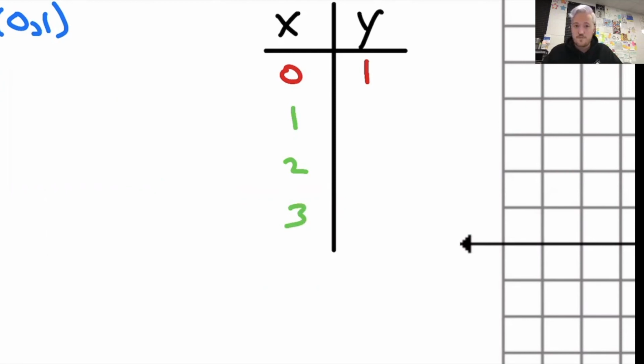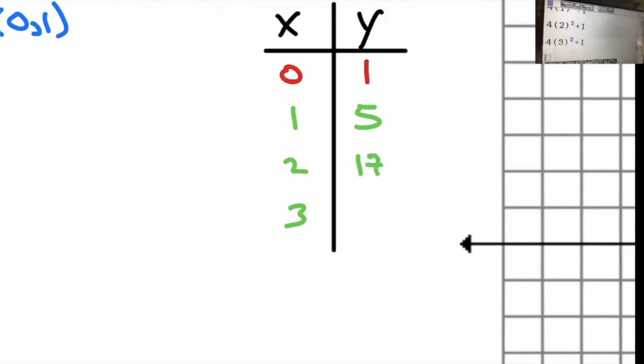Just like before, you're going to take your equation and plug in those respective x values. So if I plug in 1, you're going to get 5. If I plug in 2, you're going to get 17. And if I plug in 3, you get 37.